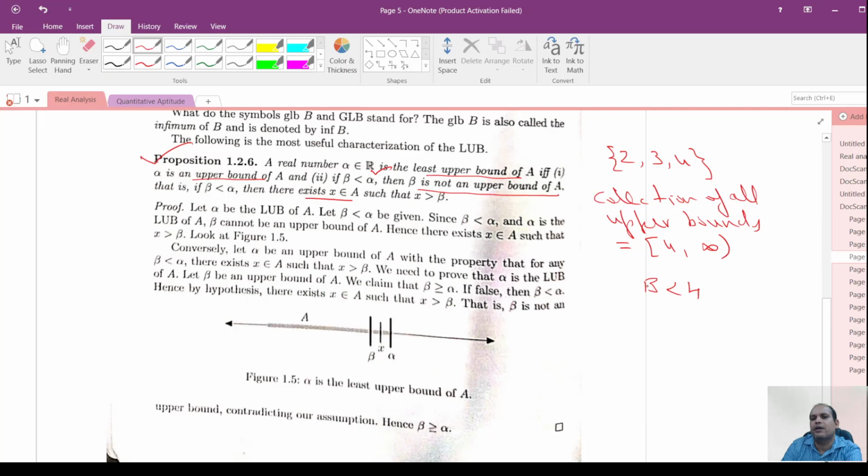Now any real number less than 4, if beta is less than 4, then there exists at least one element which exceeds this beta. Say for example, if I choose beta equal to 3.9, which is less than 4, then there exists x equal to 4 which exceeds this beta. So that is what is written here: if beta is not an upper bound of a given set, then there exists at least one element from the set which exceeds that beta.